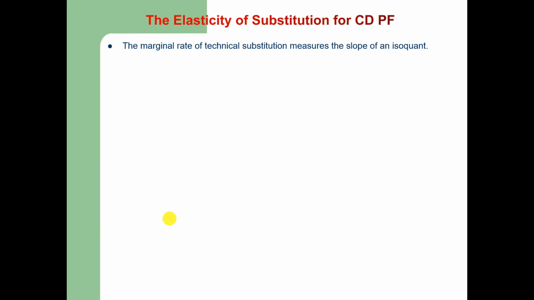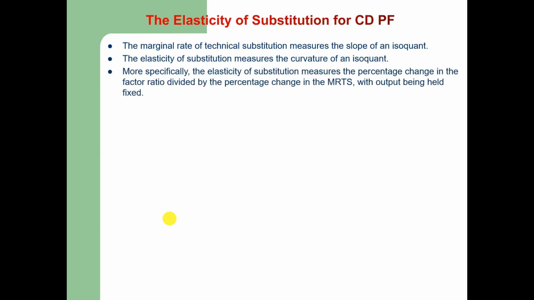The marginal rate of technical substitution measures the slope of an isoquant. If the marginal rate of technical substitution is high, then it means that the slope of the isoquant is high, and vice versa. But the elasticity of substitution for the Cobb-Douglas production function measures the curvature of the isoquant. More specifically, the elasticity of substitution measures the percentage change in the input ratio divided by the percentage change in the marginal rate of technical substitution, with output being held fixed.